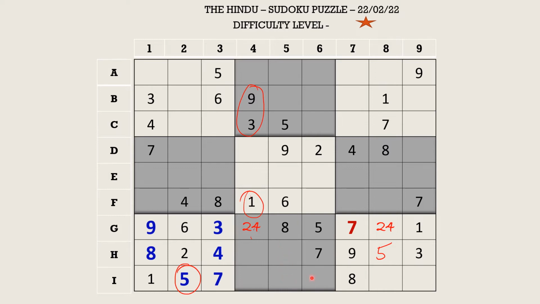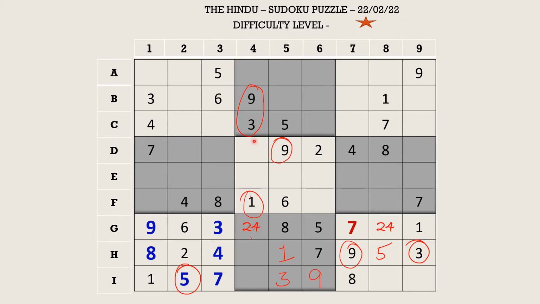Now in H row we have 9 and 3 blocking here. So H5 takes 1 and 9 and 3 goes in these two cells. Here you have a 9 in 5th column blocking here. So I5 takes 3 and I6 takes 9.